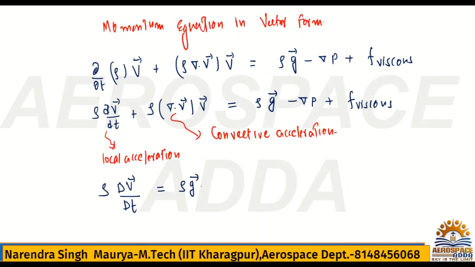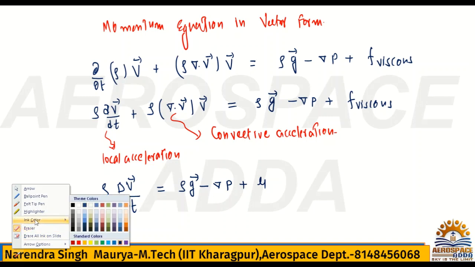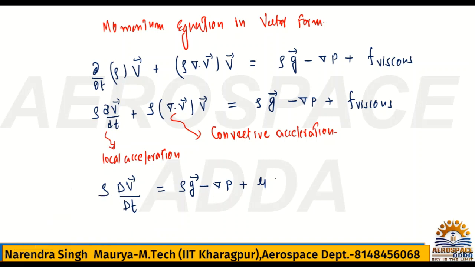Okay, grad p plus mu, not mu square, it's mu grad square v vector. Okay, so this is the final momentum equation in vector form.